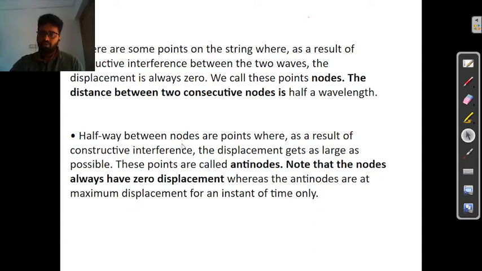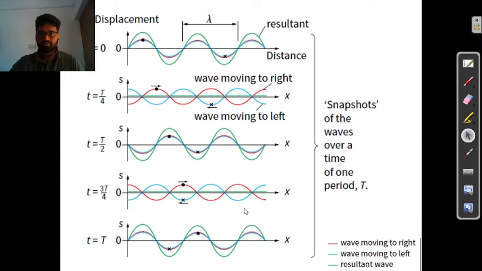Similarly, halfway between two nodes are points where, due to the result of constructive interference, the displacement gets as large as possible. These points are called antinodes. Note that the nodes always have zero displacement, whereas near the antinodes we have maximum displacement for an instant of time. So this is an example of formation of a stationary wave.